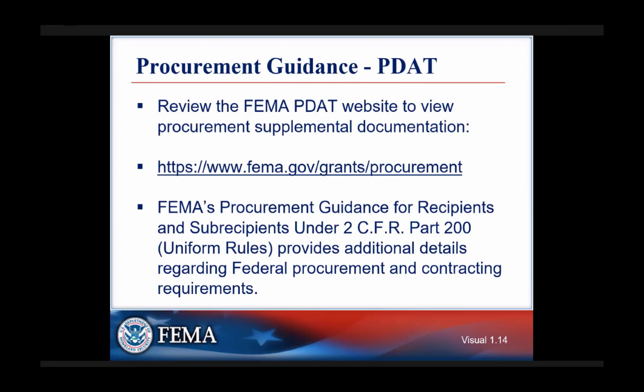In addition, we also have procurement guidance, or PDAT. So if you'd like to review the FEMA PDAT website for procurement supplemental documentation, please visit www.fema.gov/grants/procurement. FEMA's procurement guidance for recipients and subrecipients under 2 CFR Part 200 Uniform Rules provides additional details regarding federal procurement and contracting requirements.